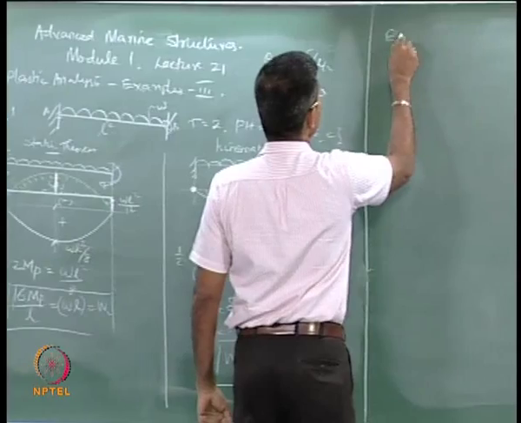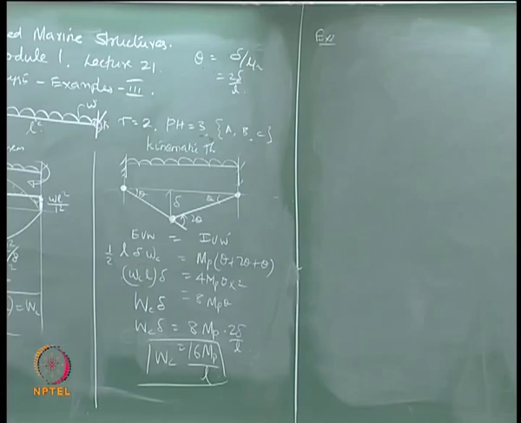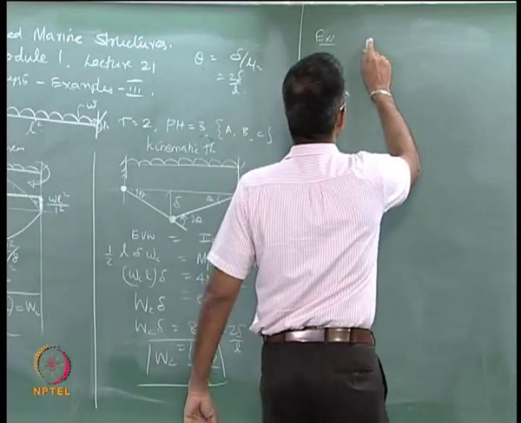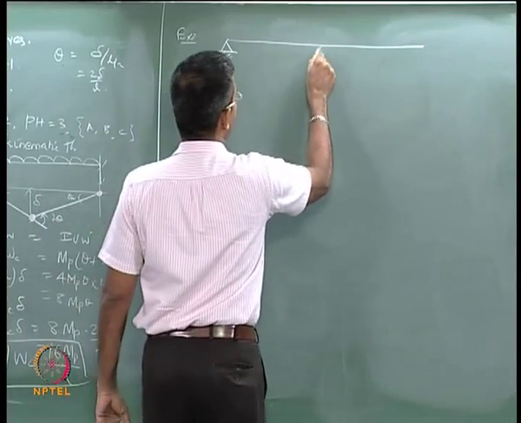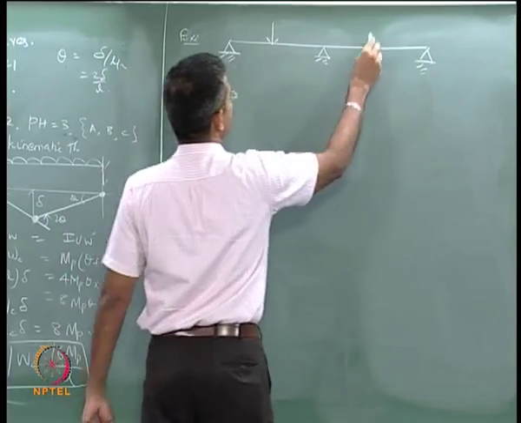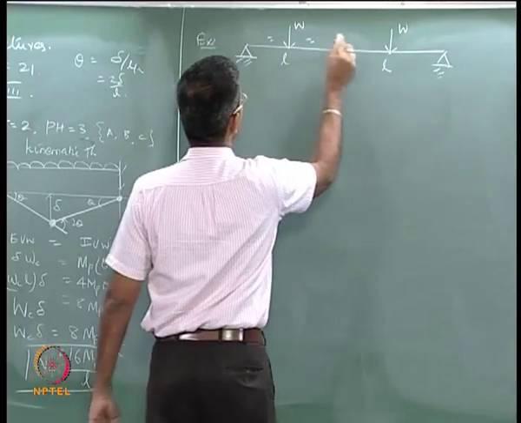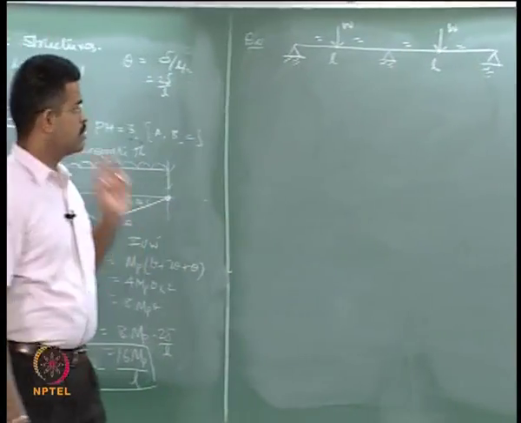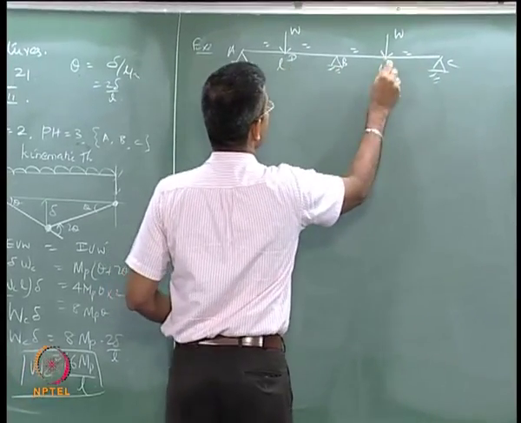We will do another example where we have to do some static indeterminacy calculation for finding the elastic bending moment distribution. We will pick up this example of a continuous beam with central concentrated loads. So, these are the points A, B, C, D and E.